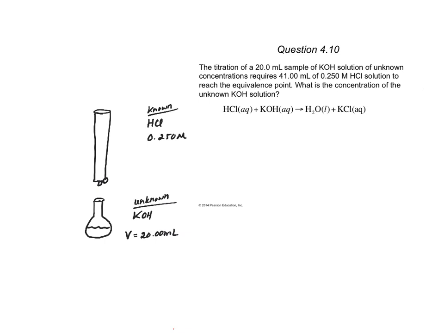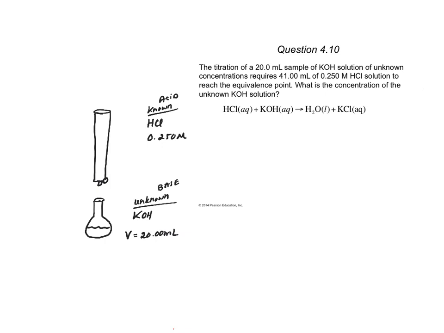Okay, so we'll go ahead and go over this. I've gone ahead and drawn a little setup here where we have our burette. This time it's kind of reverse of what we saw the last time. So now the unknown is the base, right? Our base here is potassium hydroxide. Our known is the acid. The acid is HCl.